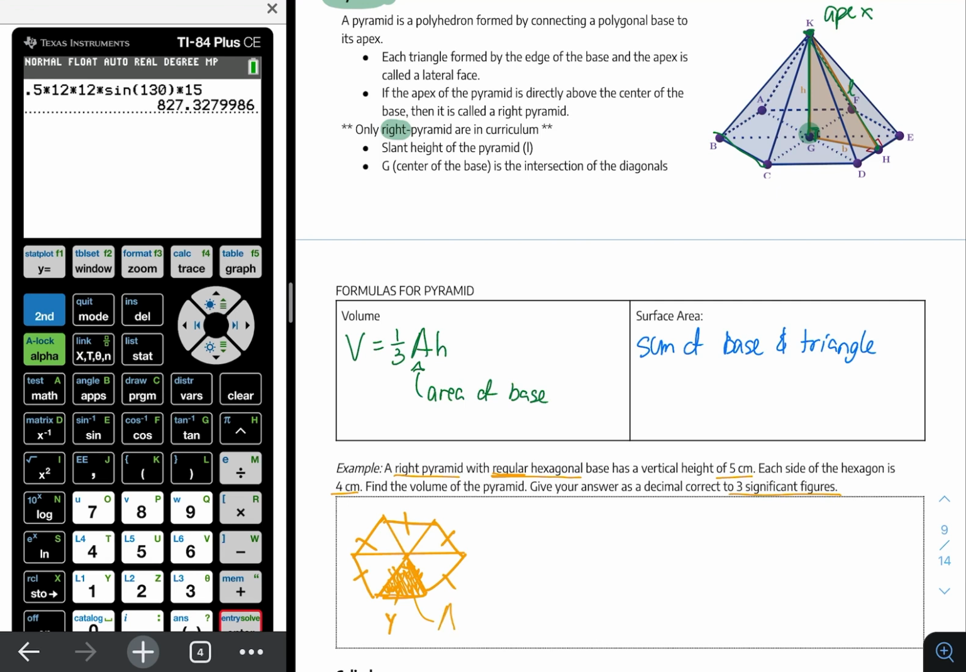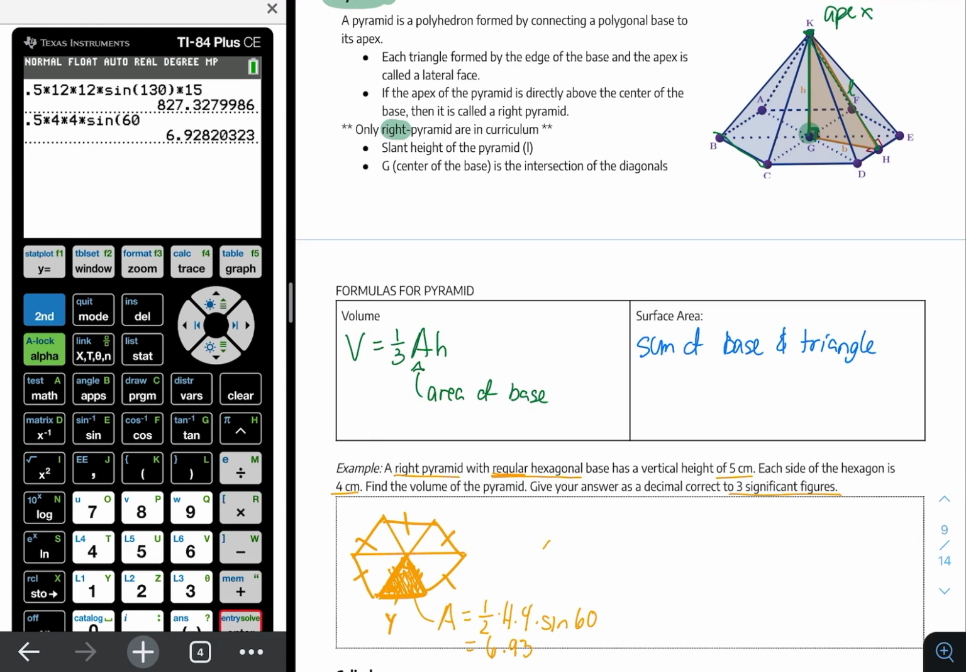So I can find the area of this equilateral triangle because I know that the two sides are 4. So I can have 1/2 times 4 times 4 times sine of the angle between them, which is 60. And when you put that into your calculator, you get that the area of one of these triangles is 6.93. So let's go ahead and think about the whole pyramid.